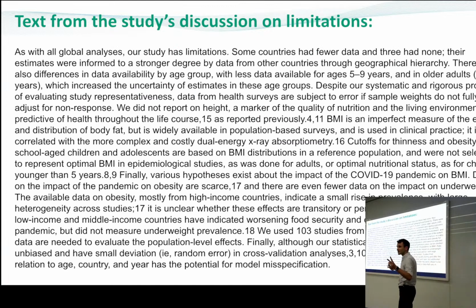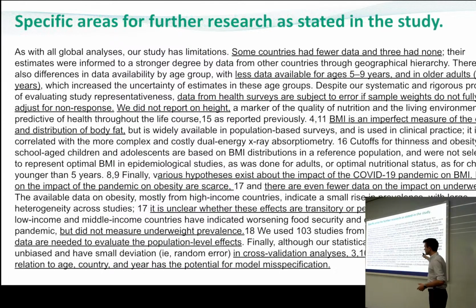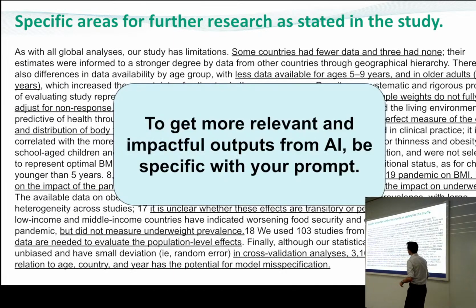This is 1 or 2 paragraphs from the study talking about the limitations. As with all global analyses, our study has limitations. So I read through this and I found everything underlined could be a future study. Every single thing. BMI is an imperfect measurement to the extent of distribution of body fat. There are even fewer data on the impact of being underweight, but did not measure underweight prevalence. All of these are problems with the research, which means something you can do in your research. If we give ChatGPT this, we get more relevant and impactful outputs. Be specific with your prompt. Put the whole discussion section into ChatGPT.